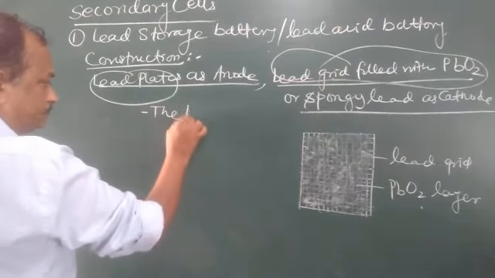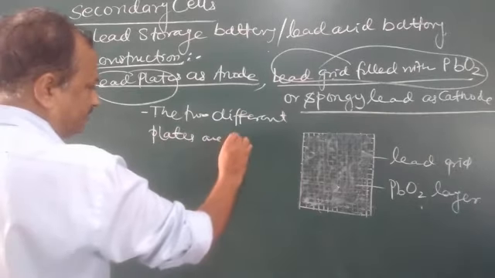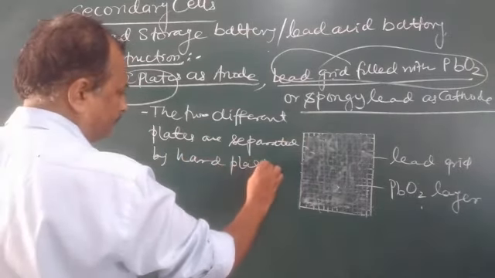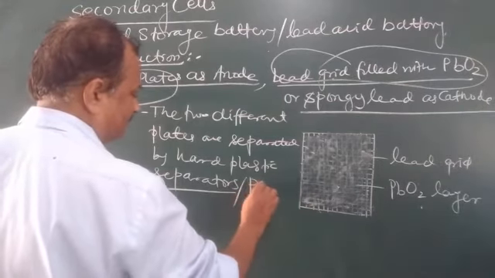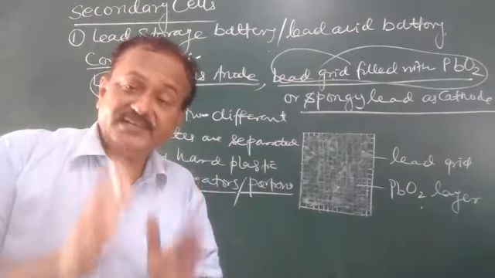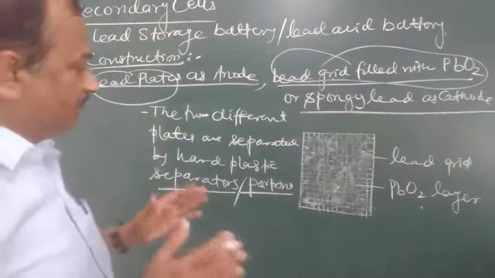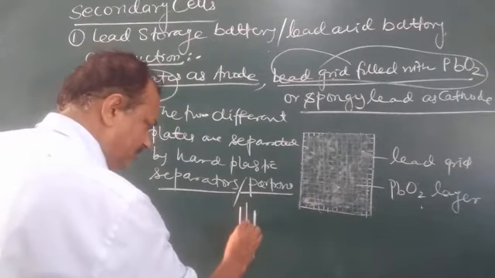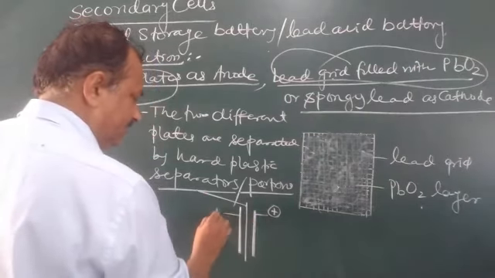The two different plates are separated by hard plastic separators. Plastic separators, or you can say the partition, are just like cardboard plates. And why? It is because it prevents short circuiting. One is having the negative, the other is having the positive. So if there is one plate here and one plate here, there is a separator like this, and suppose this is positive and this is negative.